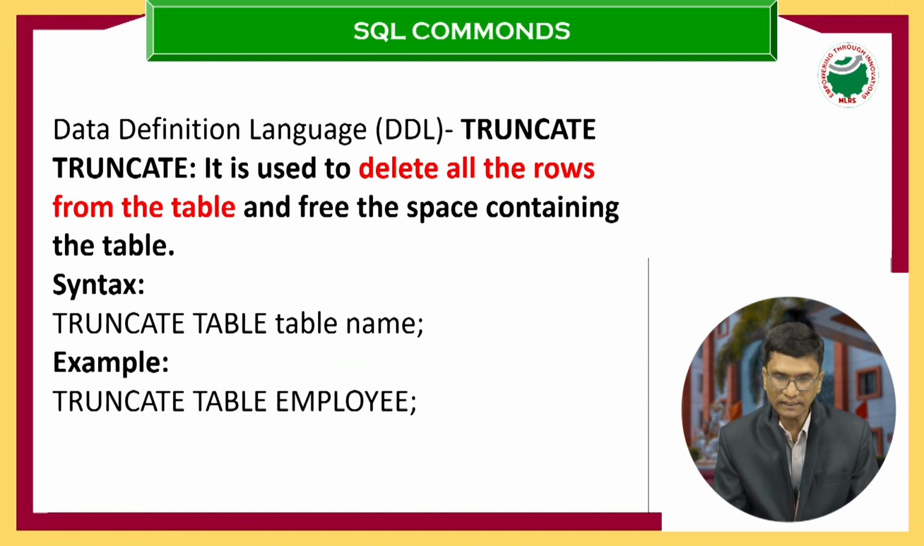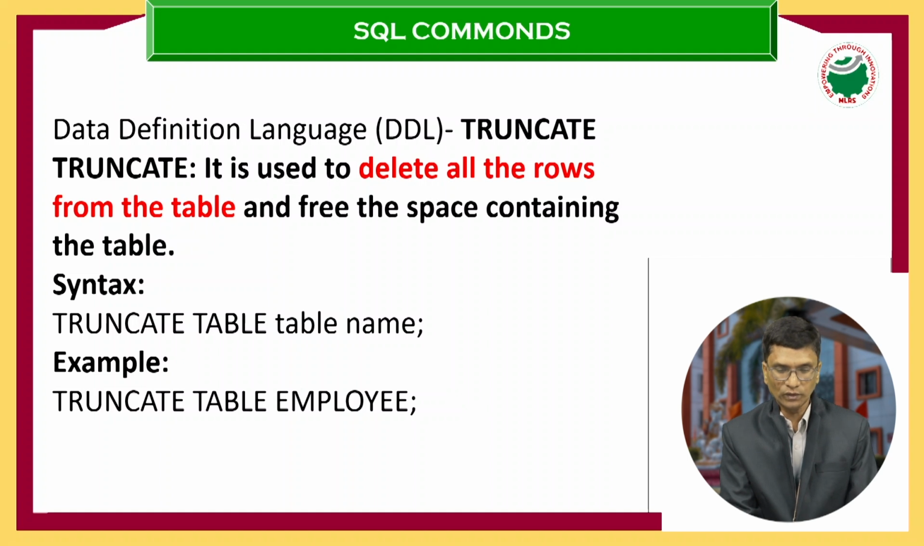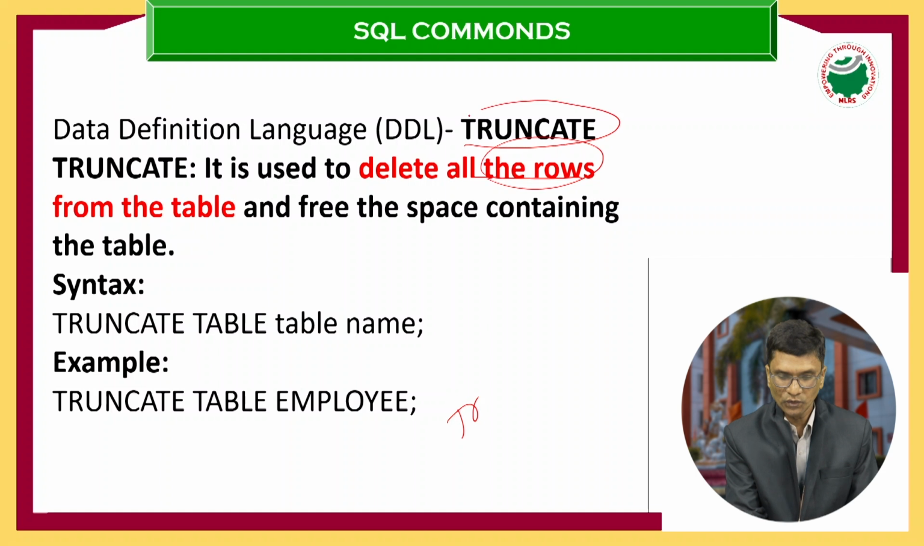So the next one is truncate. The fourth one is truncate. Truncate is used to delete all the rows from the table and free the space containing the table. Here with truncate, only the rows will be deleted, not the entire table. Only rows are deleted by using this truncate command.